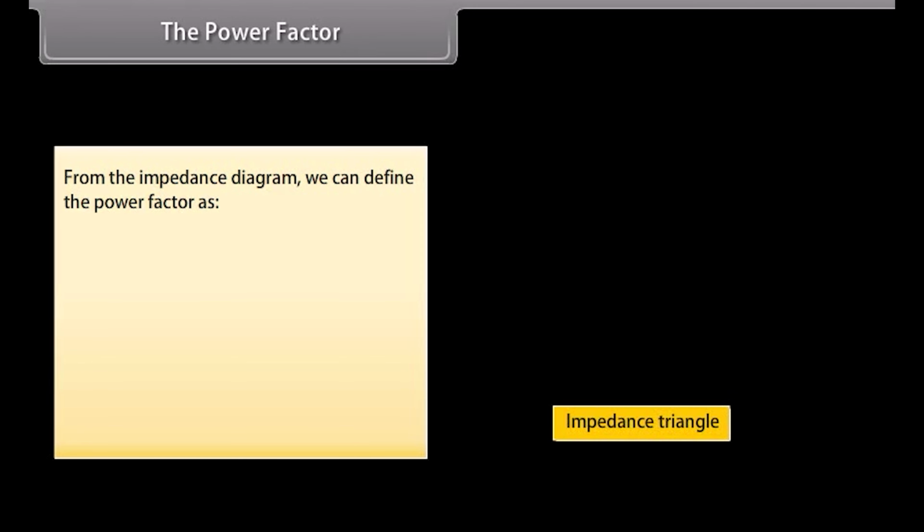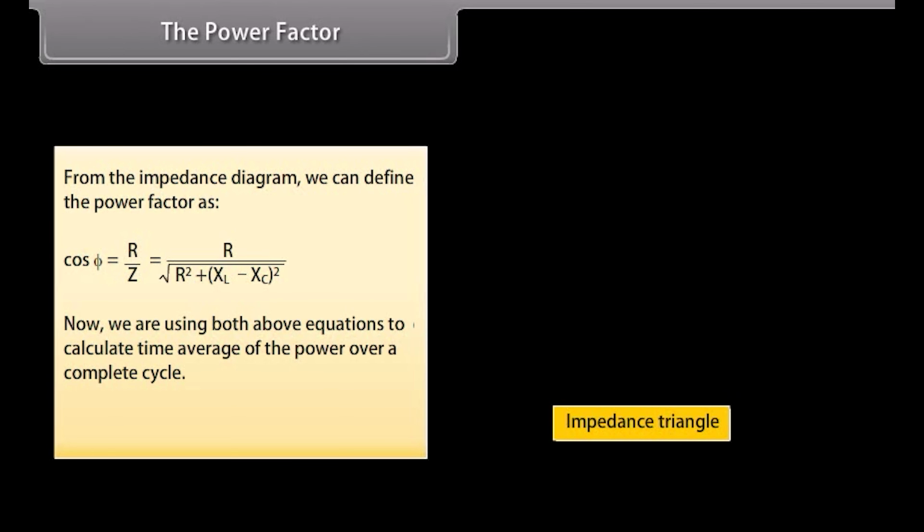From the impedance diagram, we can define the power factor as cos phi equal to R upon Z, which is equal to R upon under root R square plus (XL minus XC) square. Now, we are using both above equations to calculate the time average of the power over the complete cycle. P bar is equal to the product of Irms square and R.